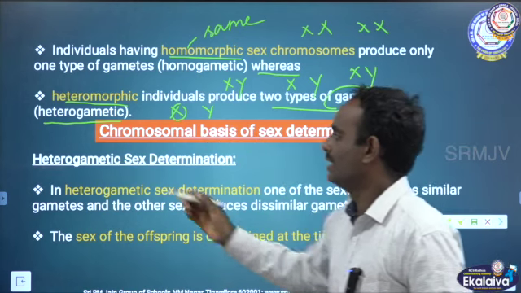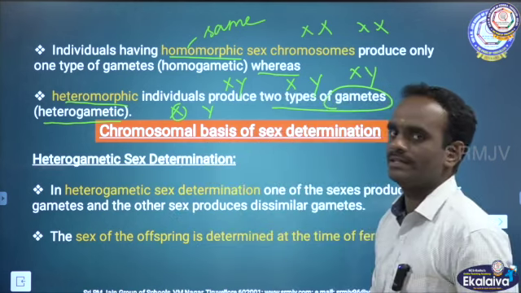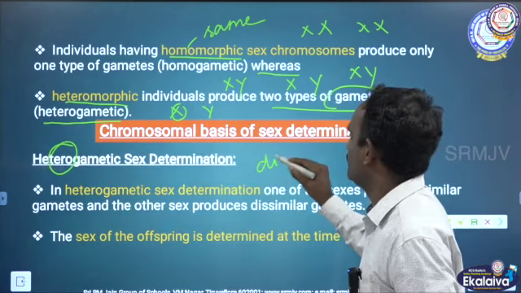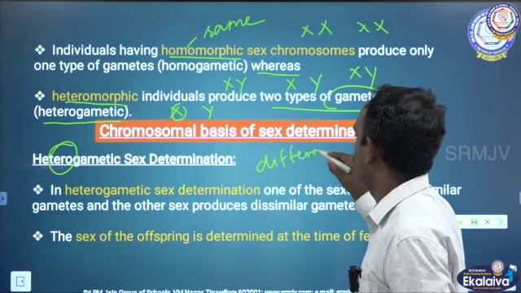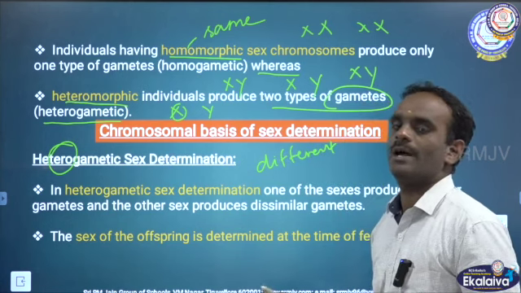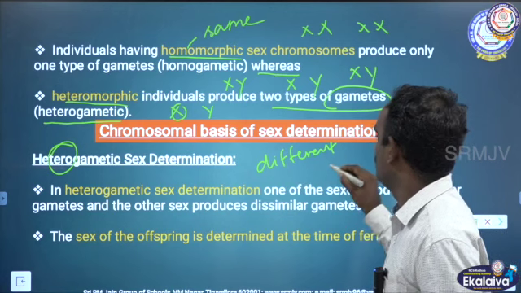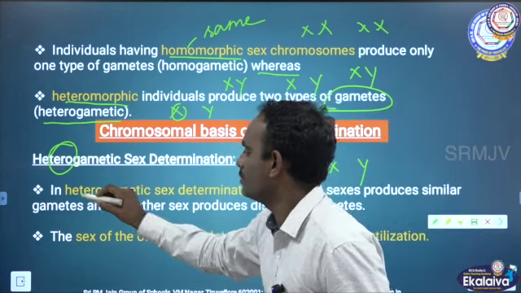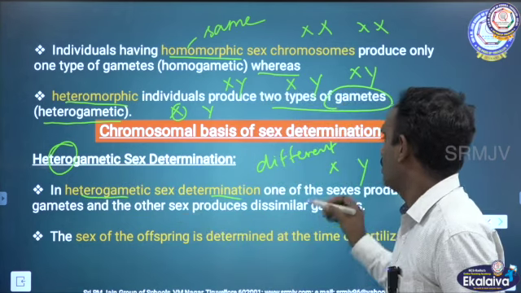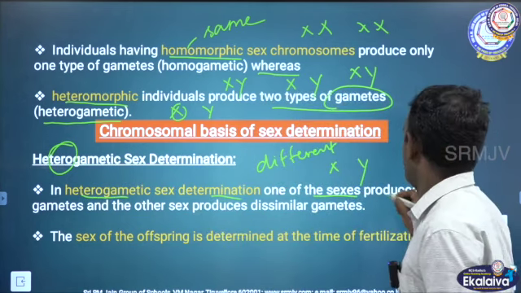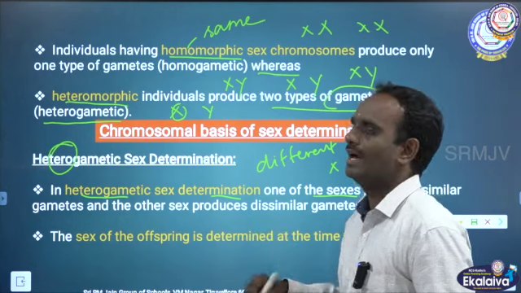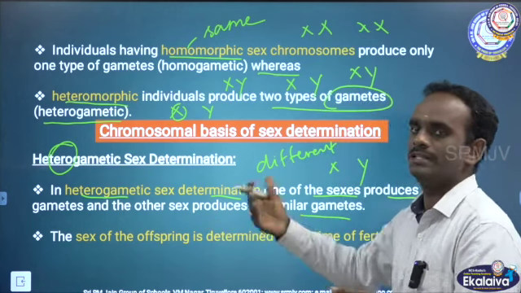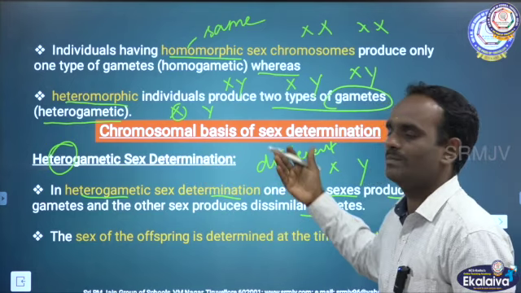The first one is heterogametic sex determination. As I said earlier, hetero means different. So, two different types of gametes are produced, one is X gamete and the other is Y gamete. In heterogametic sex determination, one of the sexes produces similar gametes and the other sex produces dissimilar gametes. So, it is said to be heterogametic sex determination.